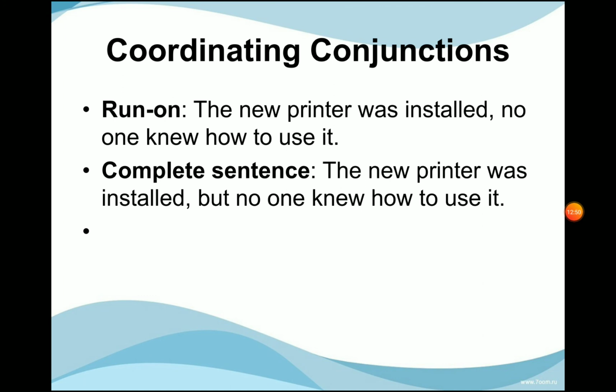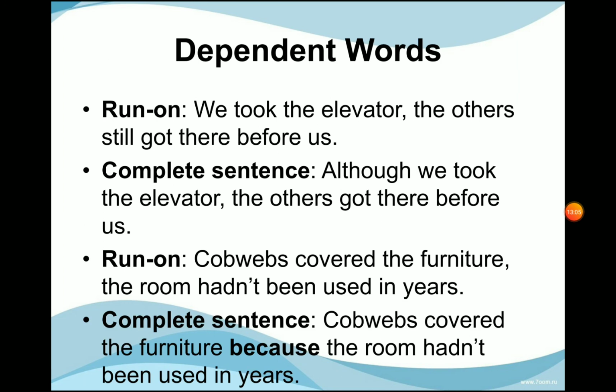You can also fix run-on sentences by adding a comma and a coordinating conjunction. A coordinating conjunction acts as a link between two independent clauses. Adding dependent words is another way to link independent clauses. Like the coordinating conjunction, dependent words show a relationship between two independent clauses.